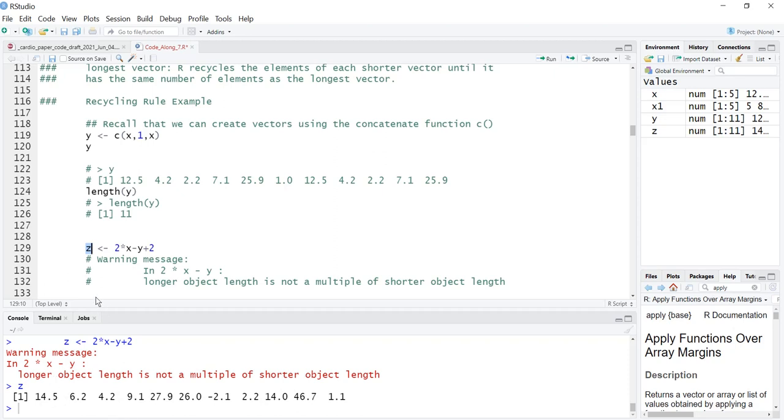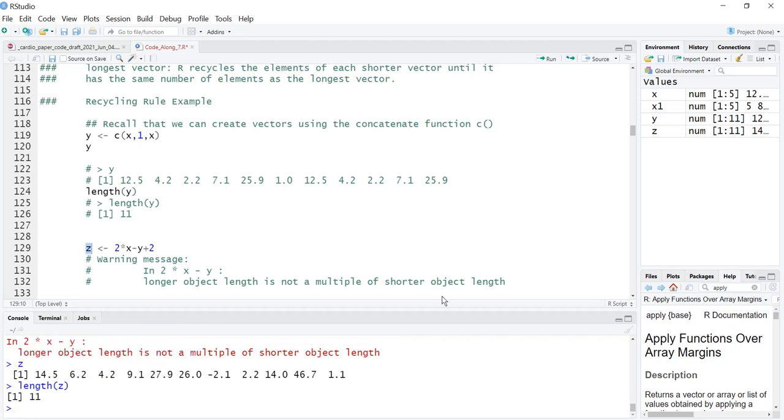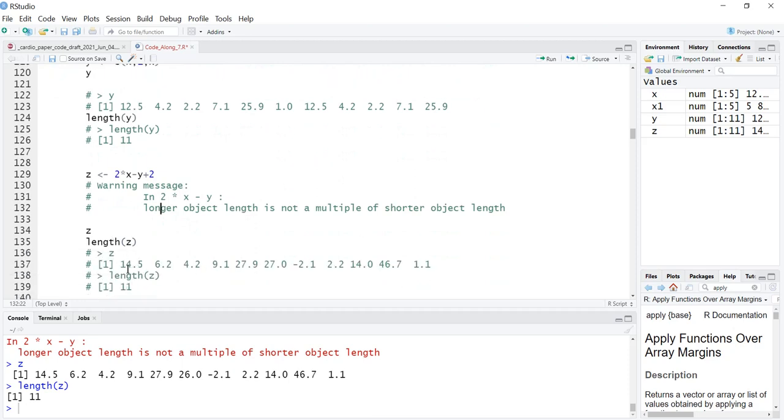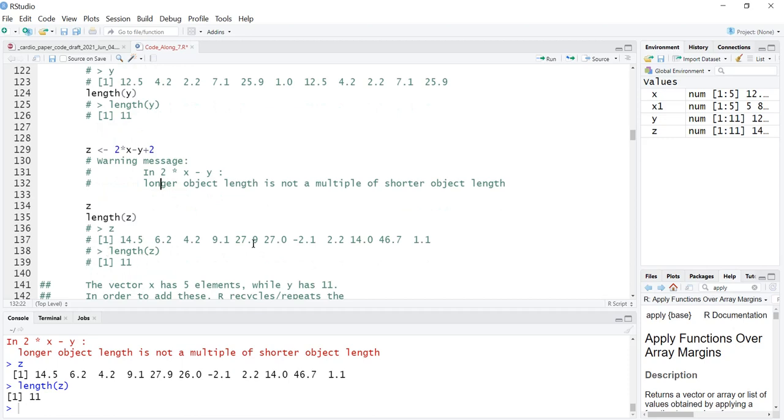And the length of z, of course I can look up here and see that it's 11, or it gives me 11 if I type the length. Okay. It says the longer object length is not a multiple of shorter object length, but it's not about it being a multiple, it's about being equal to, right? So when we look at z and the length, as I've done here, then we see that there's 11 elements.